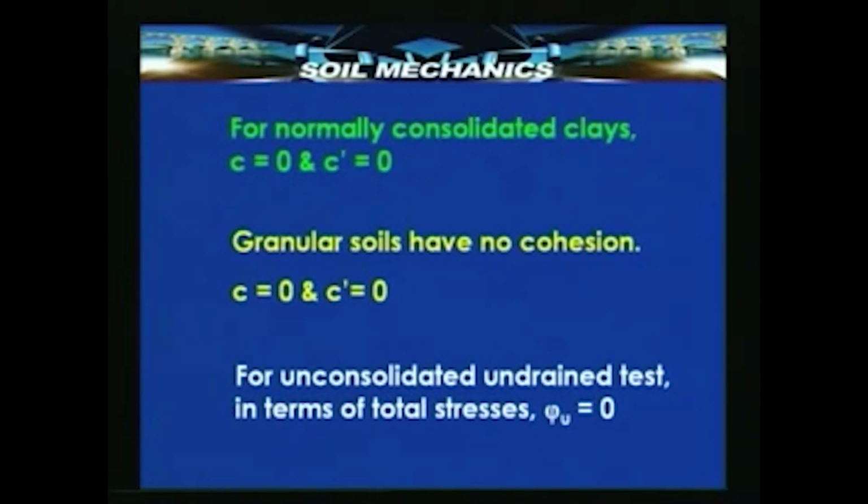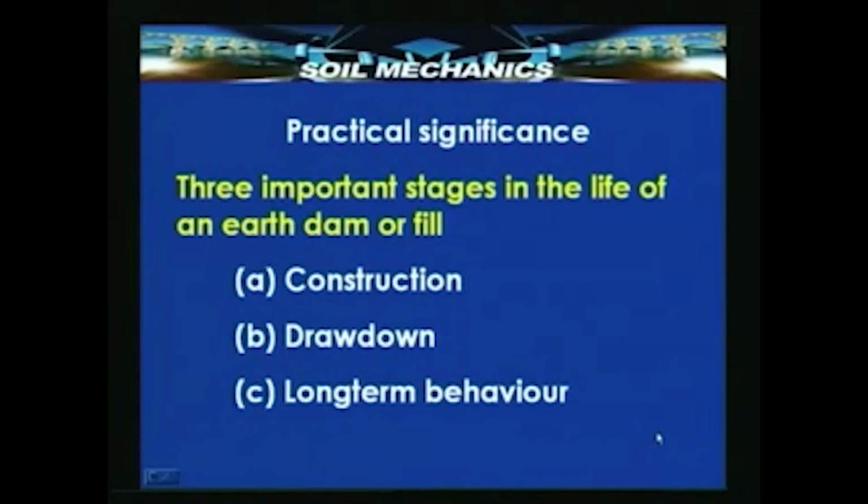Finally, we can make a statement that C is equal to 0 and C dash is equal to 0 for a normally consolidated soil in a fully undrained test, and for granular soils also C equal to 0 and C dash is equal to 0, but in an unconsolidated undrained test phi u equal to 0. We will see the practical significance of this in the next lecture.